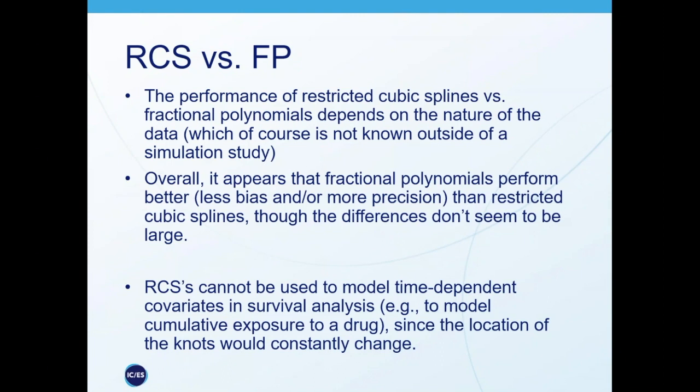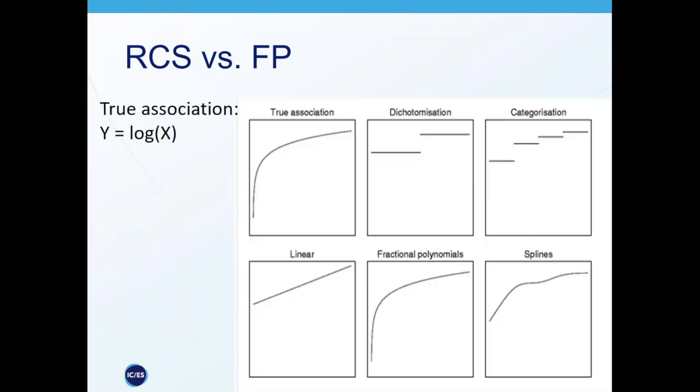The one place where you can't use restricted cubic splines is in Peter Austin's time-dependent covariates in survival analysis, such as his model of cumulative exposure to a drug. And the reason for that is that over time, the values of the exposure to the drug are continually increasing. So you wouldn't know where to put the knots because the range of X values and the value of the percentiles is continually changing over the course of time. So in that case, you do have to use a fractional polynomial. But other than that, you're welcome to use whichever one you would like to use.